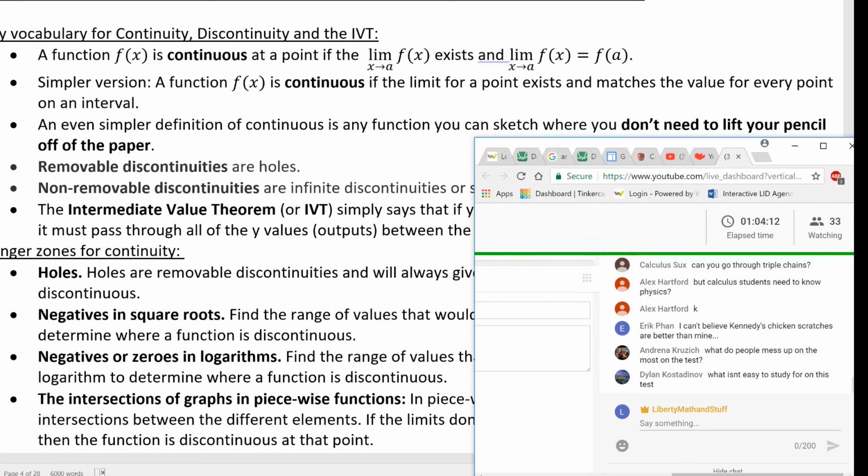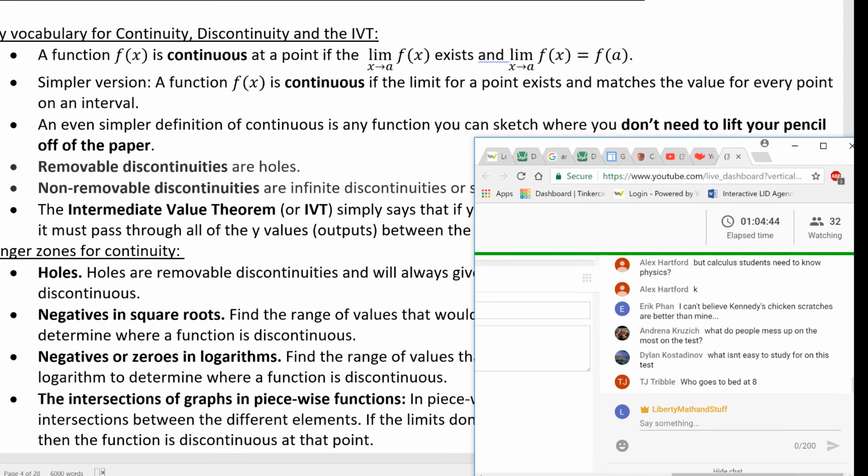What isn't easy to study for on this test? Anything that's execution based. So vocab is a huge one that usually destroys people on this test and other tests. So there's stuff like you need to know tangent, you need to know normal, you need to know secant, you need to know what are other big vocab words? Differentiable, continuous, you need to know infinite discontinuity, all that sort of stuff. That's like the hard one.